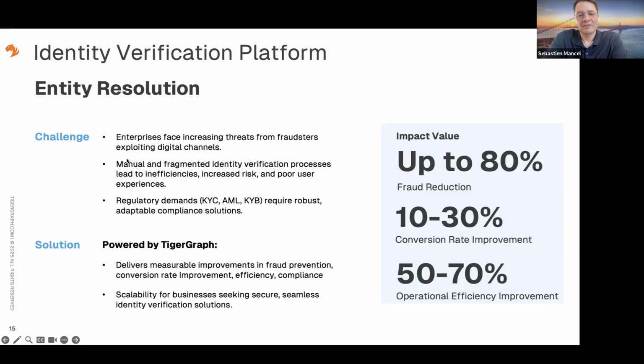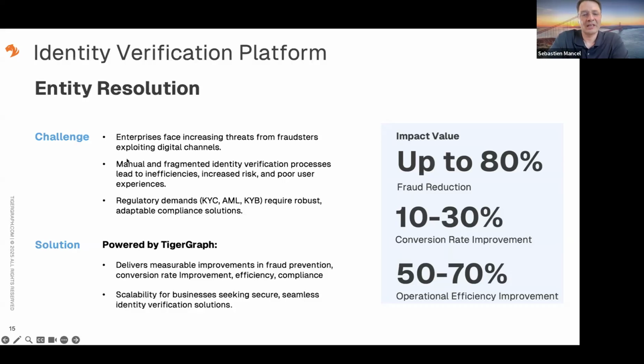So by applying TigerGraph, this provider can connect and resolve identities across documents, devices, and accounts to deliver a unified, trusted view of each customer. And that means better fraud prevention, smoother onboarding, and stronger compliance. And the results are striking. Up to 80% fraud reduction, 10 to 30% higher conversion rates, and 50 to 70% improvements in operational efficiency.